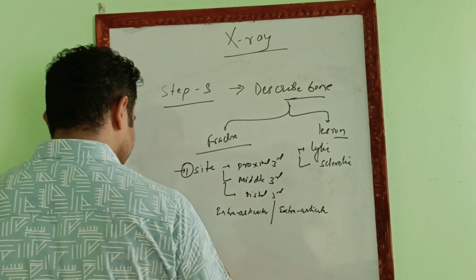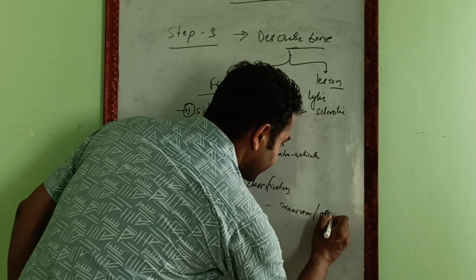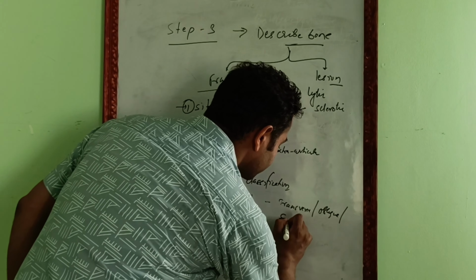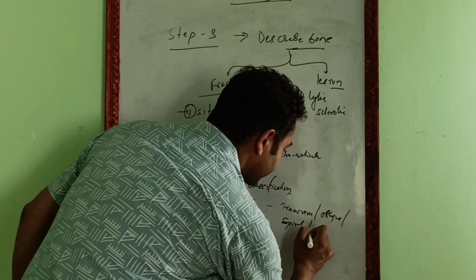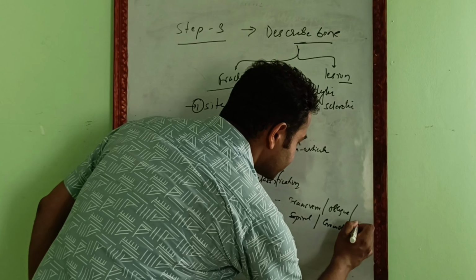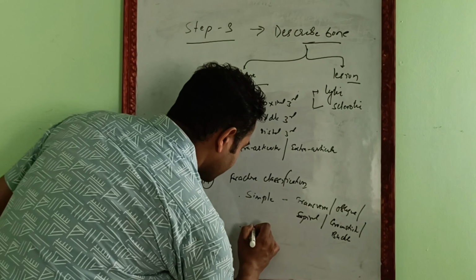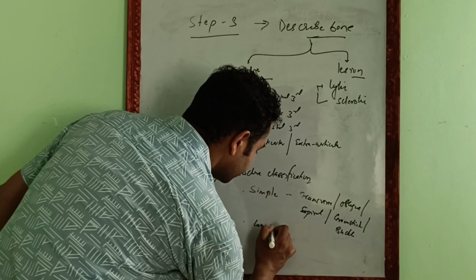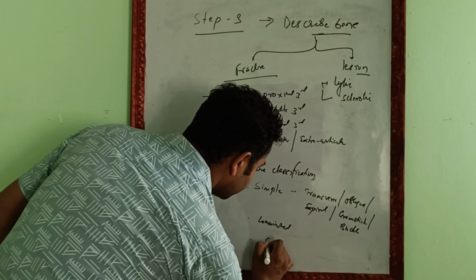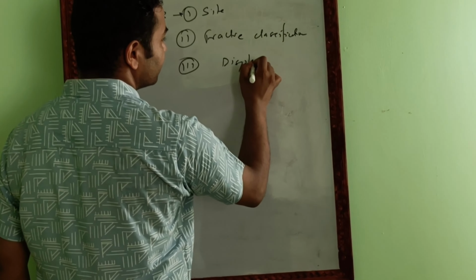Then next comes the fracture classification: whether it is a transverse or oblique fracture, a spiral fracture, a greenstick fracture or a buckle fracture, whether it's a comminuted fracture or a segmental fracture.